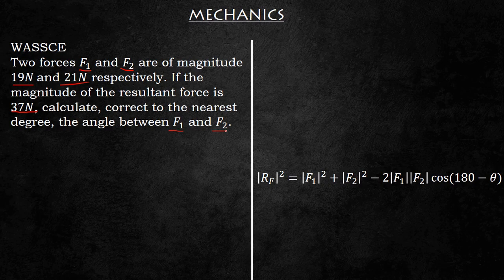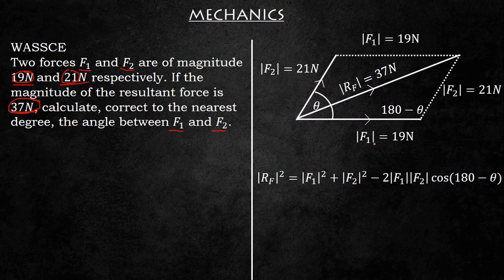So with this question, they have given us the magnitude of the resultant force, the magnitude of the first force and the magnitude of the second force too. So with this, we can draw a diagram. The first force, force 1, is equal to 19 newtons. The force 2 is equal to 21 newtons. The resultant force has been given to us, that is 37 newtons. Now we are to find the angle between the two forces.